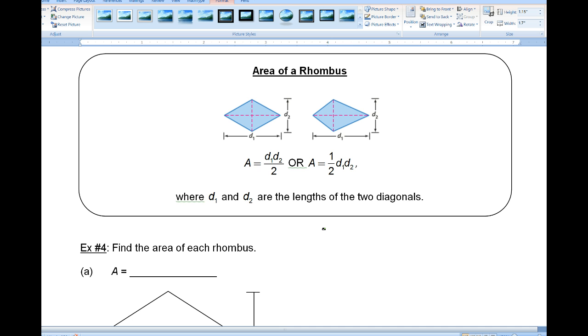Area of a rhombus. Wait, why are you so confused? I don't get it.